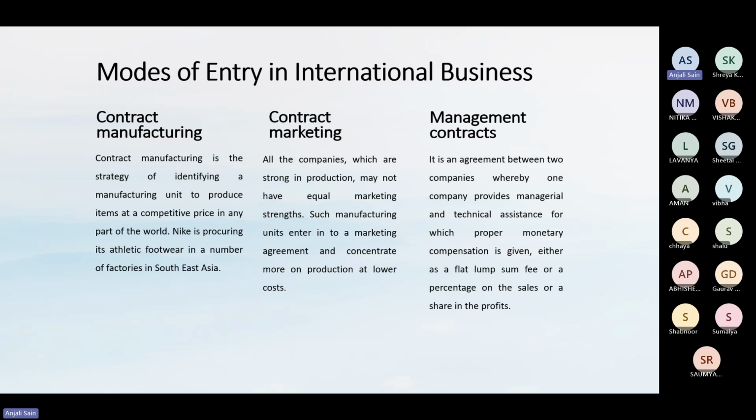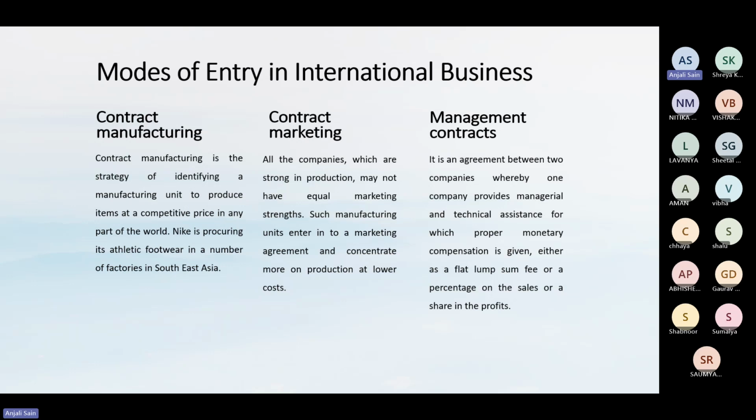Then there are the management contracts. Management contracts में क्या होता है? It's an agreement between two companies whereby one company provides managerial and technical assistance for which proper monetary compensation is given, either as a flat lump sum fee or as a percentage of the sale or a share in the profit.